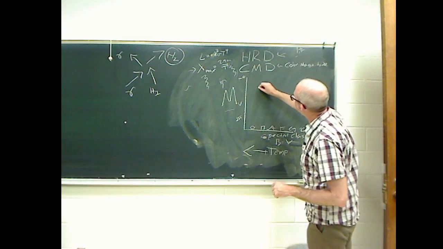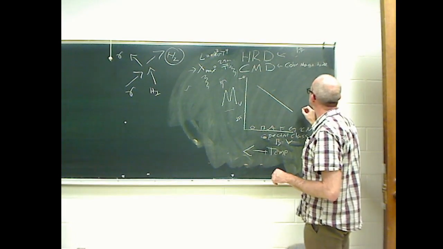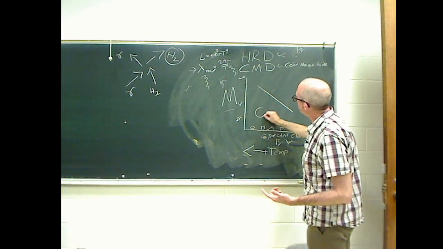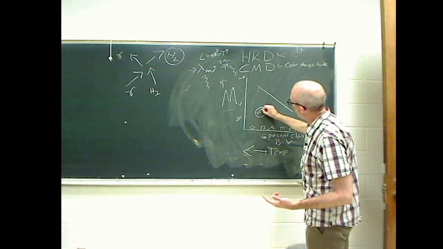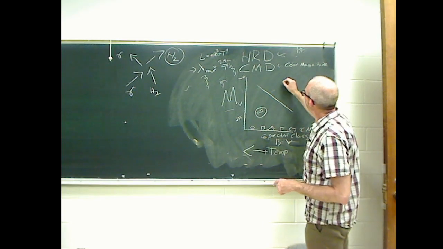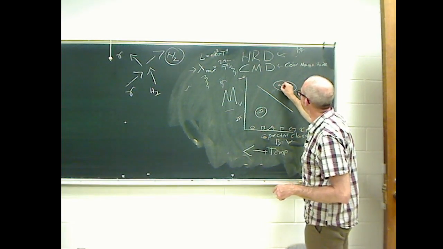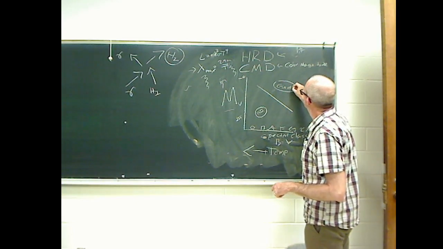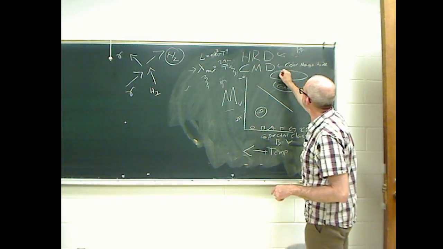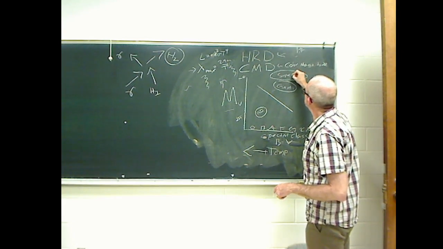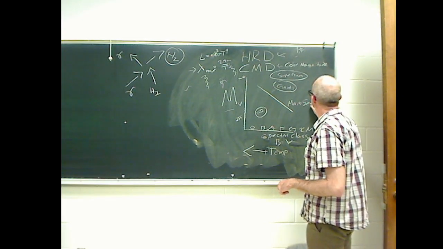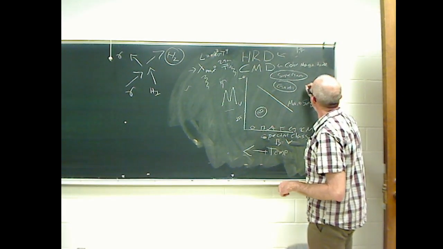So we have this strip that goes like this. And there's a whole bunch of stars here. And we have a little population that's here. And these are white dwarfs. And we have a population here that are giants. And then we have a population up here that are supergiants. And this is called the main sequence. So where are the red giants? Up here.